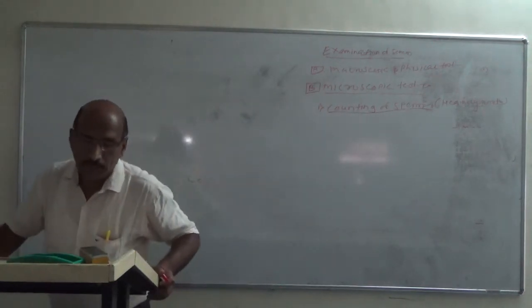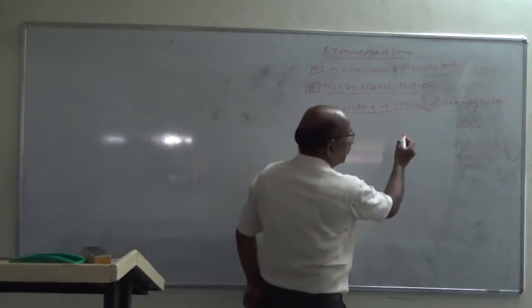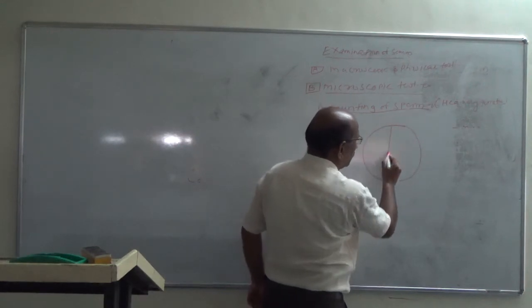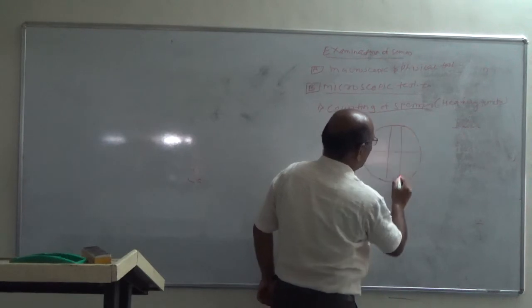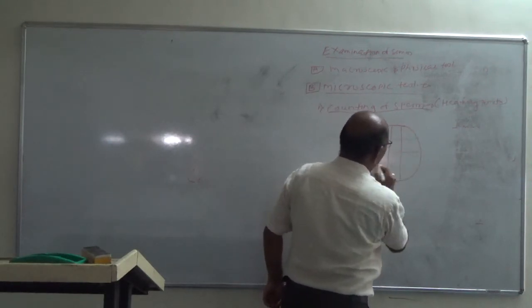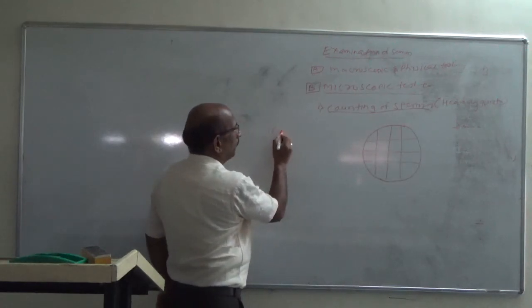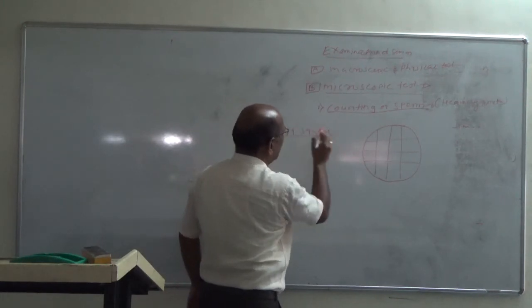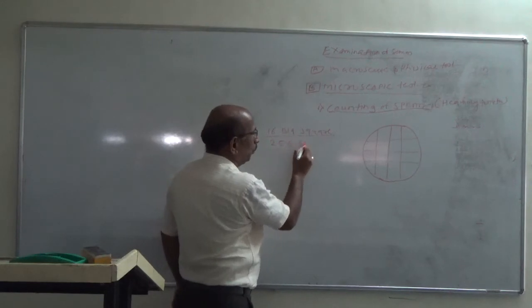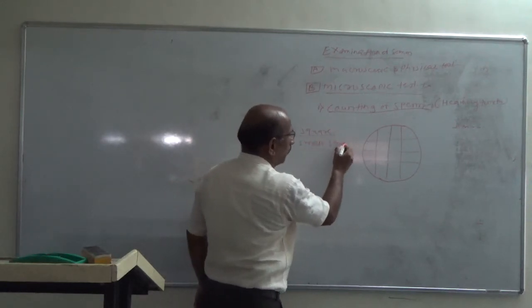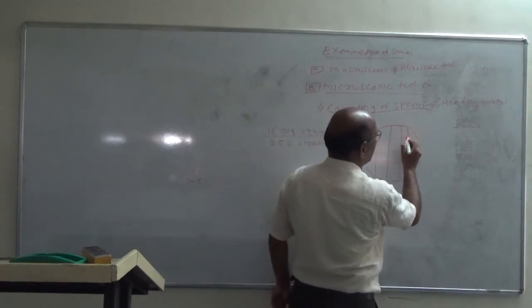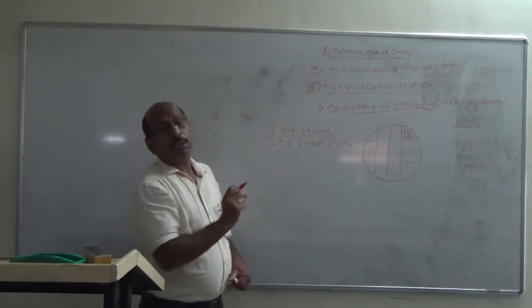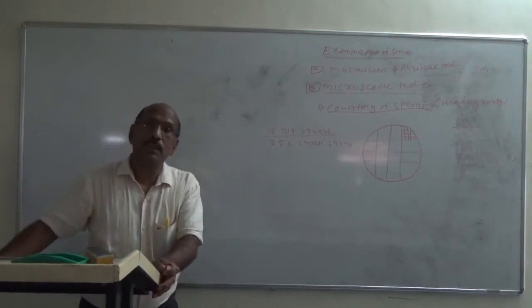So in this method, the counting chamber consists of 16 big squares, divided into 256 small squares. Again, each small square is divided further. So the total is 256 small squares.